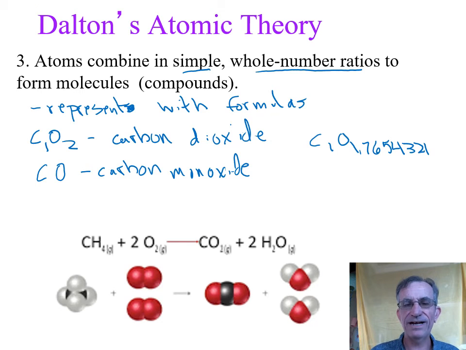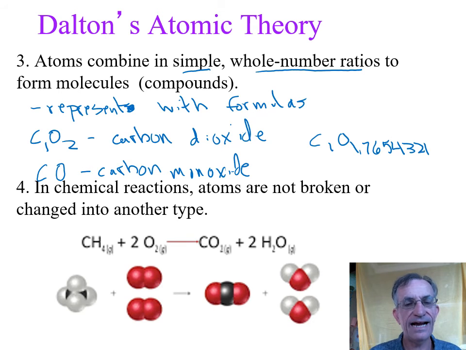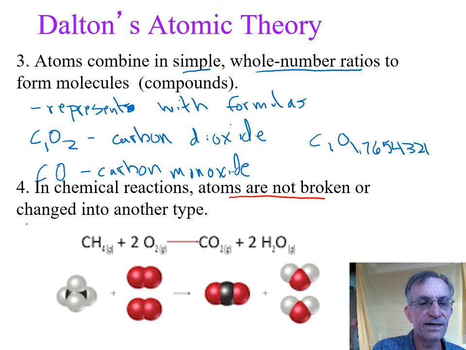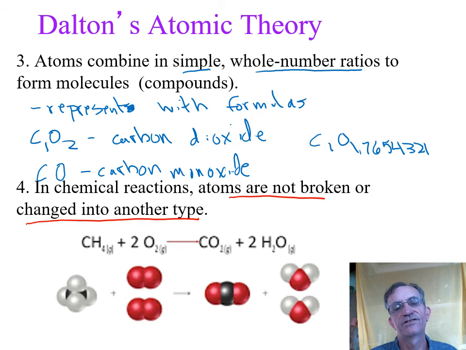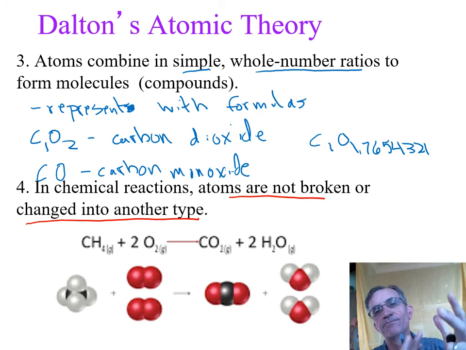His fourth part says that when we have these compounds or elements around each other, they're going to react with each other. And in a chemical reaction, atoms are not broken down or changed into another type. For example, for hundreds of years, people tried to take lead and turn it into gold. You can't do that. You can't take one kind of atom and make it another kind of atom. All that happens in a chemical reaction is that atoms combine in some new way.